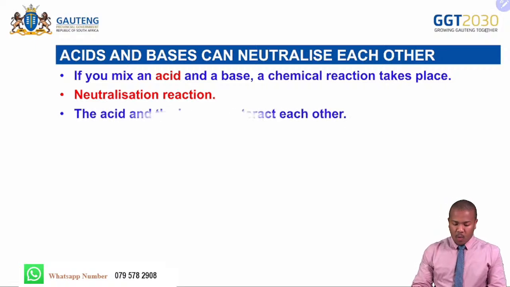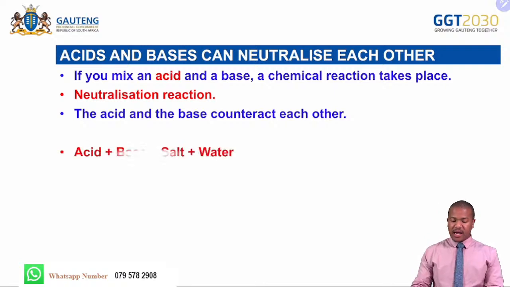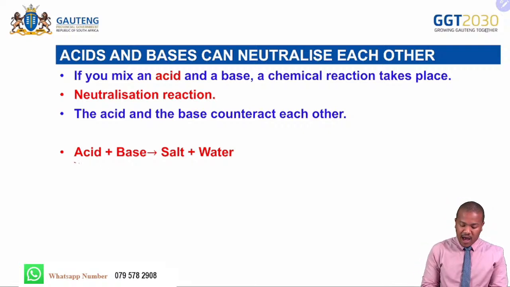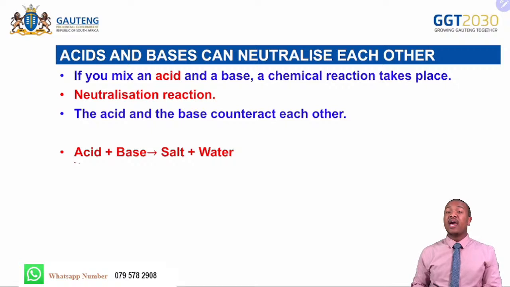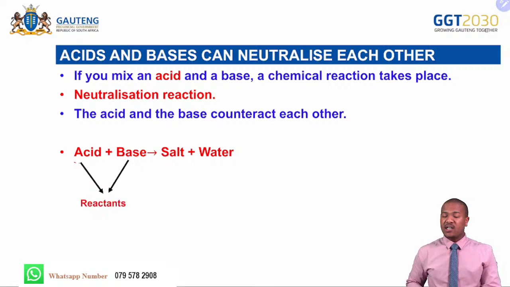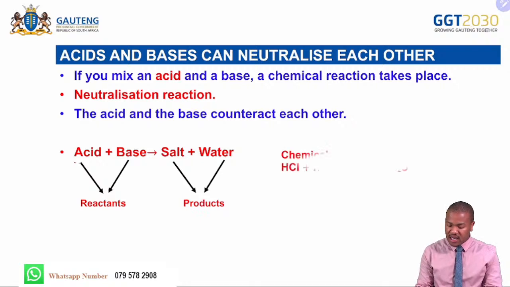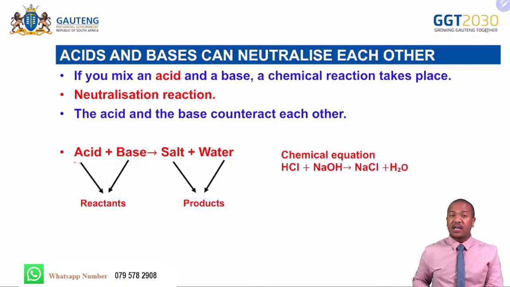So now, we said that the acid and the base counteract each other. And here is the general formula for the reaction of acids and bases, right? You find acid plus base forming a salt and water, right? Which ones are your reactants here? The reactants are the acid and the base. And the products are the salt and the water. So now I want us to look at this example in the form of a chemical equation.